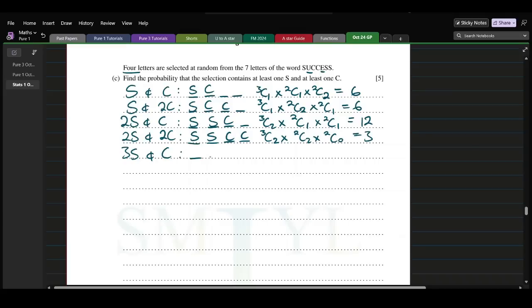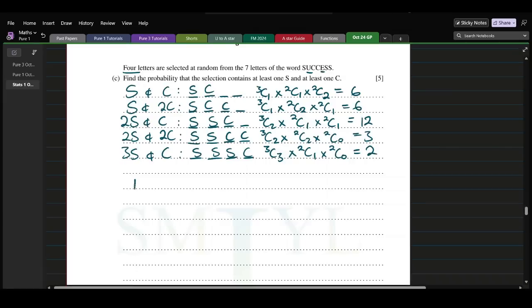And then we've got our final scenario where we've got 3 S's, 1, 2, 3, and 1 C. So we're picking 3 S's from 3 S's, so 3 choose 3. We're picking 1 C from 2 C's, 2 choose 1. And then we've got 0 slots available for the 2 remaining letters. So 2 choose 0. So this simplifies to 1 times 2 times 1, which is 2.